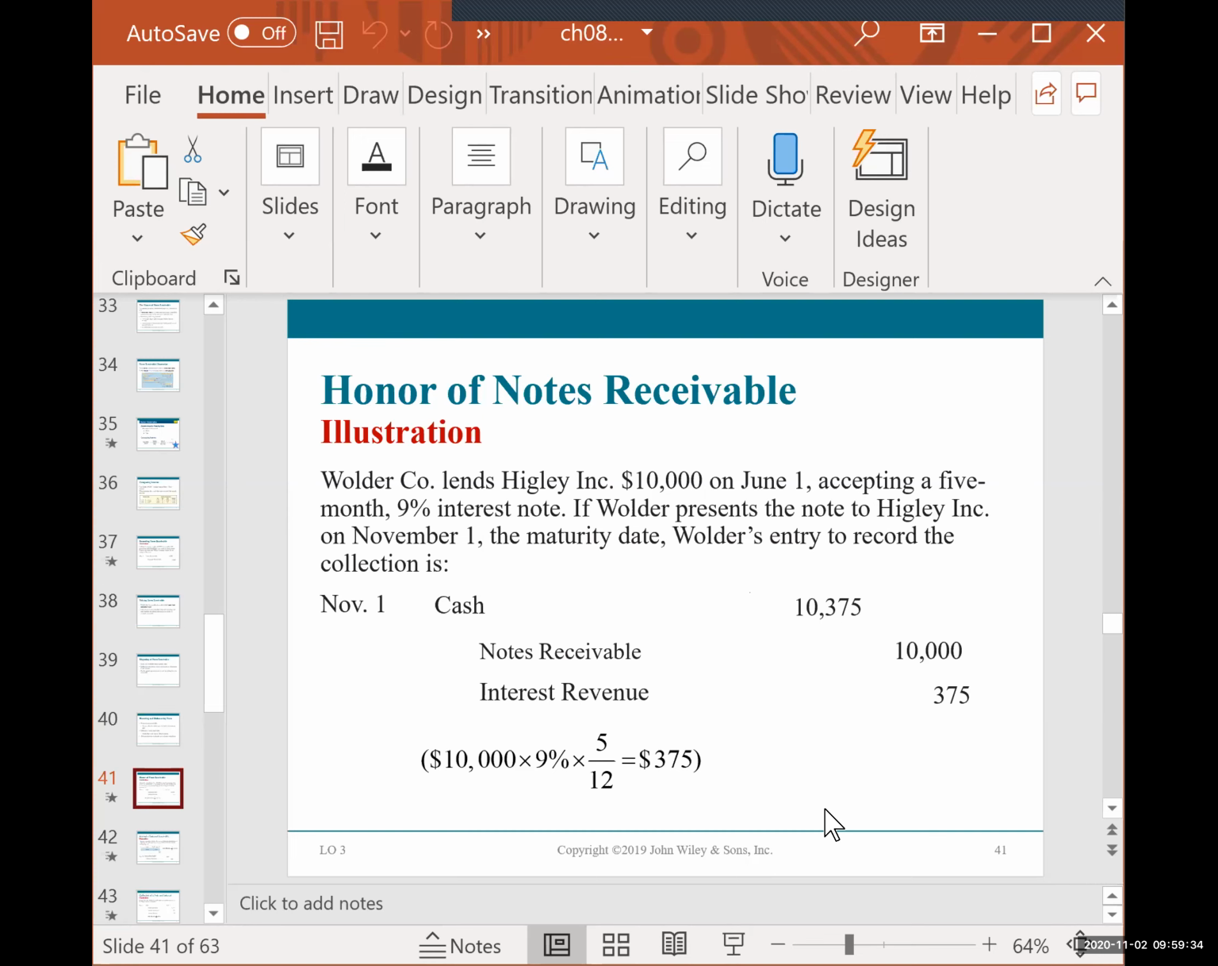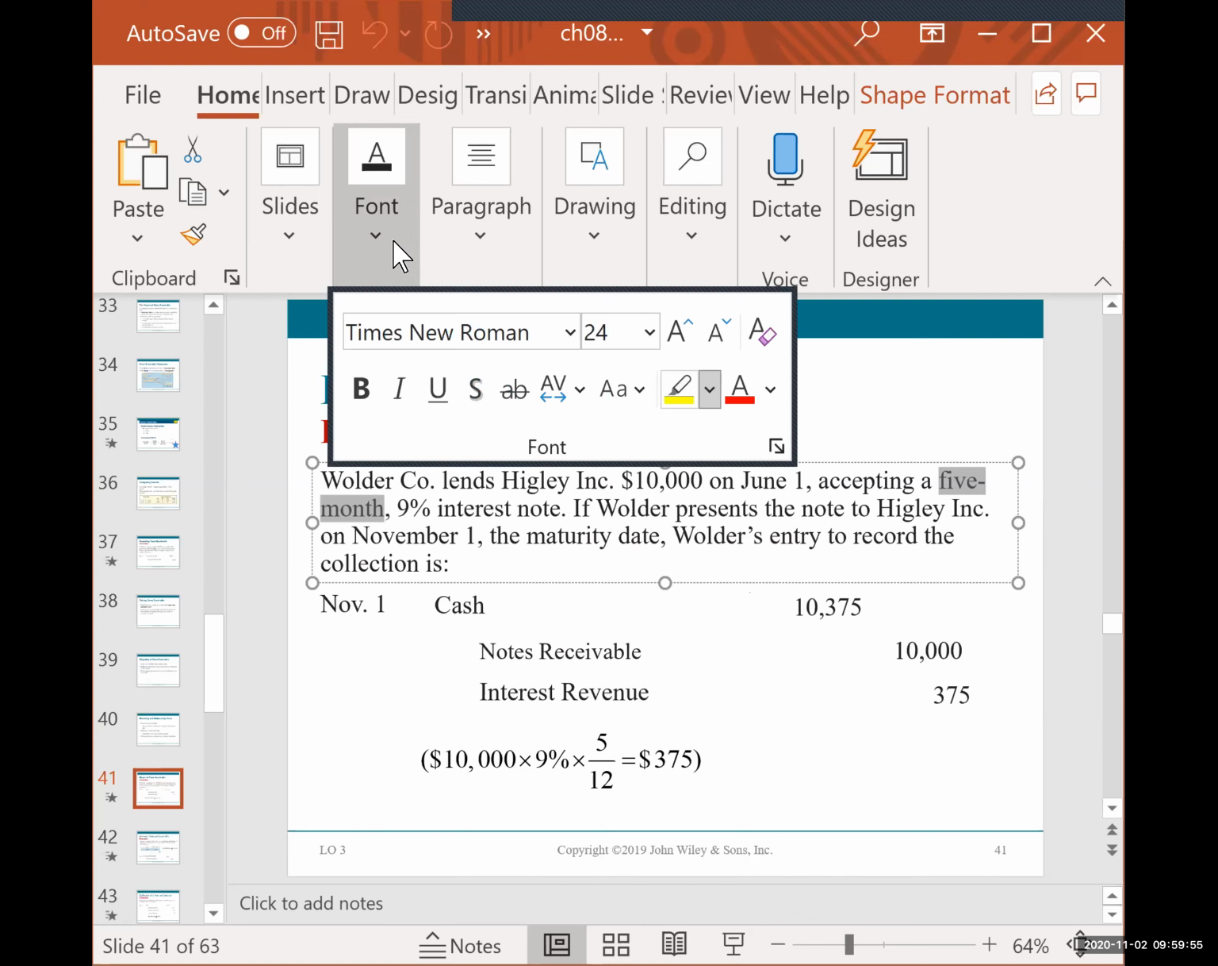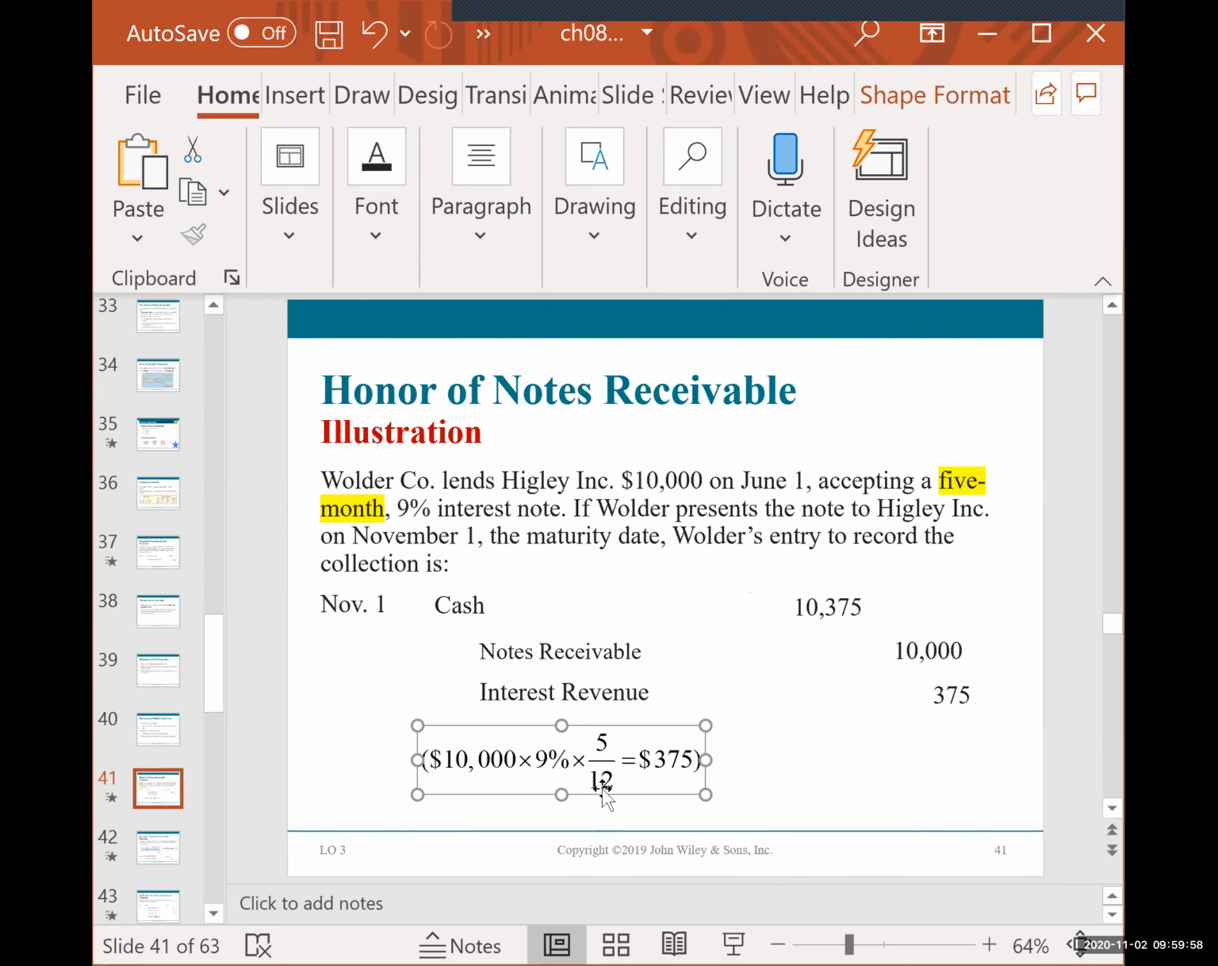So we have to figure out what the interest is that we're going to be receiving. So we take the face value, $10,000, times the interest rate, 9%, times something over 12. And the reason why it's over 12 is because it said it was a 5-month note. So if it's a month note, then we know that it's supposed to be over 12, right? So where does the 5 come from?